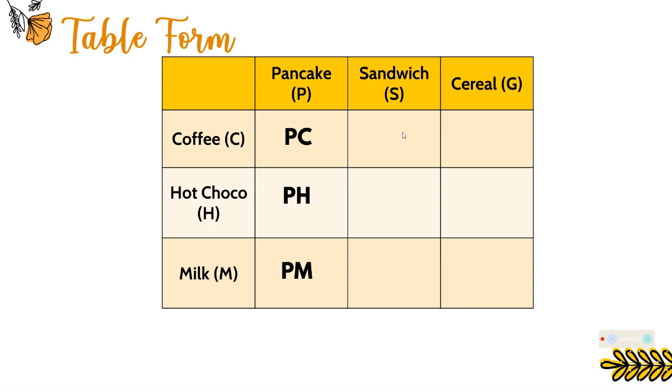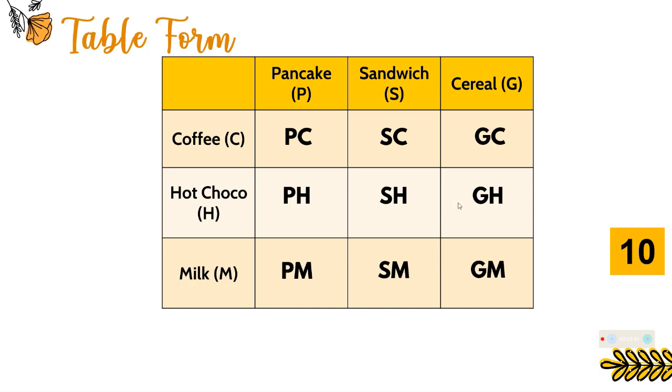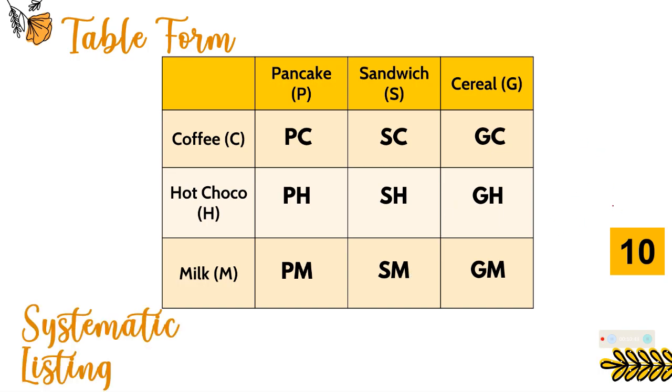And then the second result will be SC, SH, SM. Then GC, GH, and GM. So this is 9. Okay. So we have here 9 combinations.